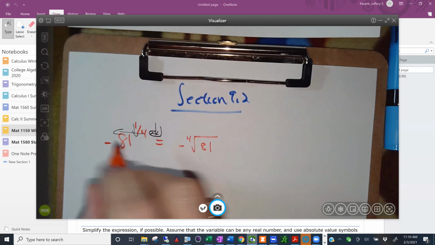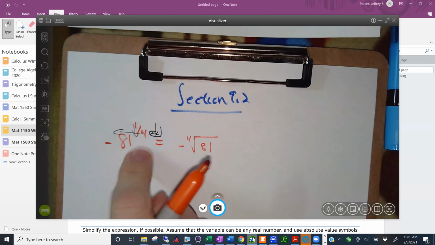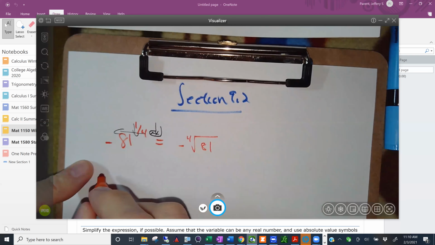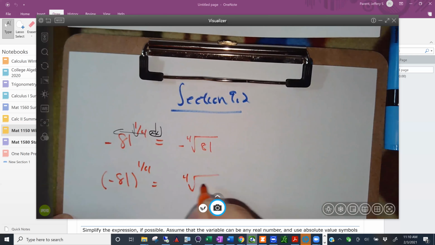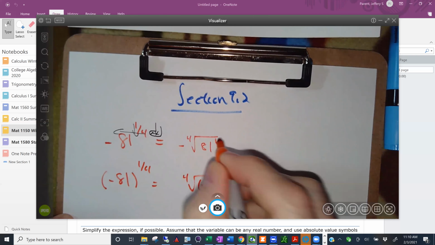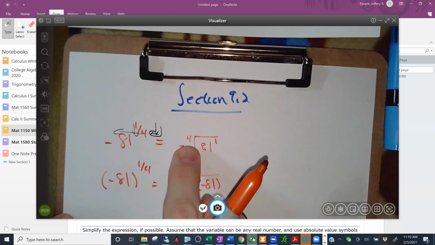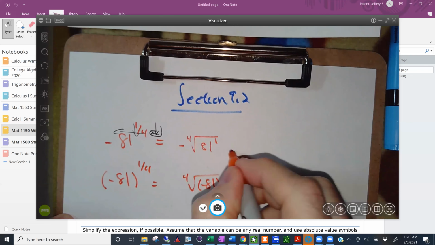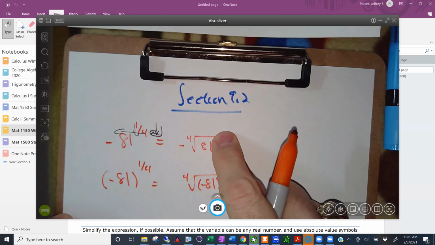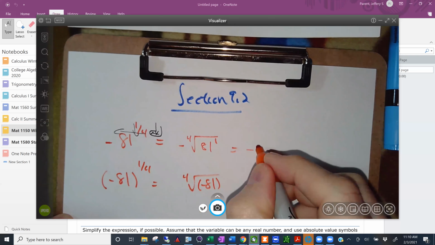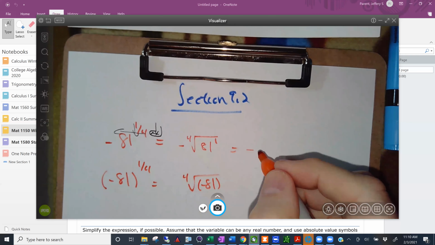So if I wanted the 81 to be negative, to have that on the inside, I had to write it like this. Negative 81 to the 1/4 power, like that. And that would put it on the inside. Here, I've got the 4th root of 81 to the 1st power. You can ignore the to the 1st power, it's just 81. So the negative of the 4th root of that is going to be negative 3.